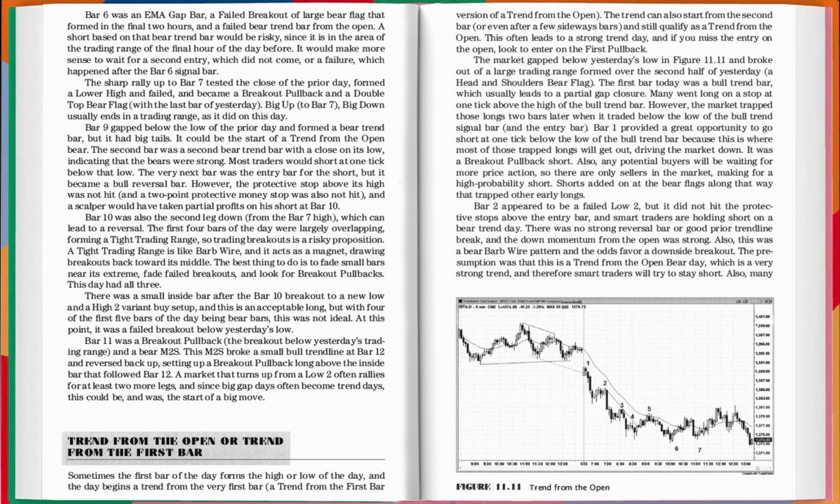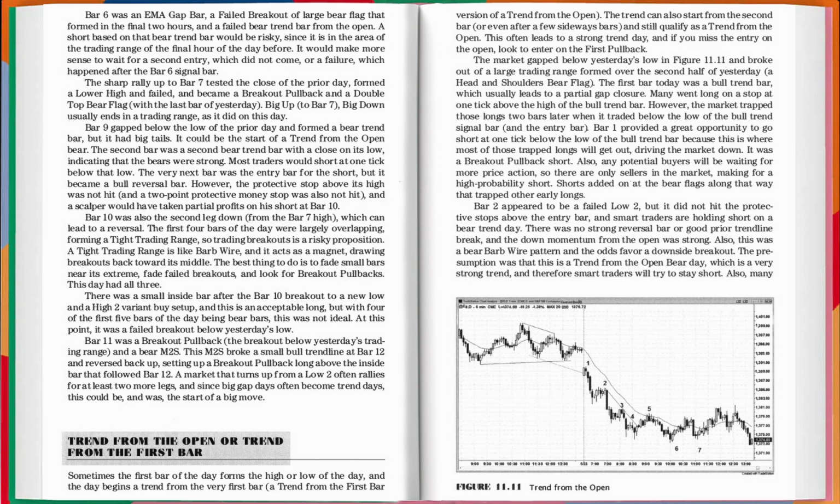However, the protective stop above its high was not hit, and a 2-point protective money stop was also not hit, and a scalper would have taken partial profits on his short at bar 10. Bar 10 was also the second leg down from the bar 7 high, which can lead to a reversal.